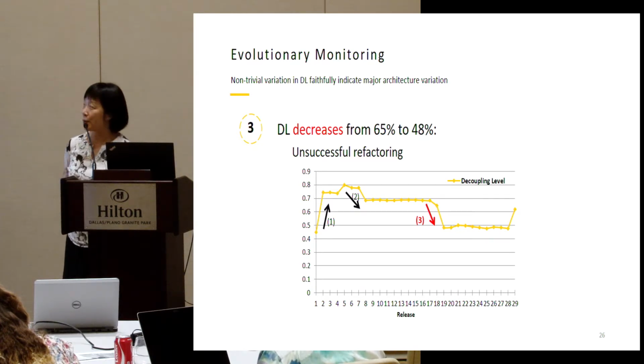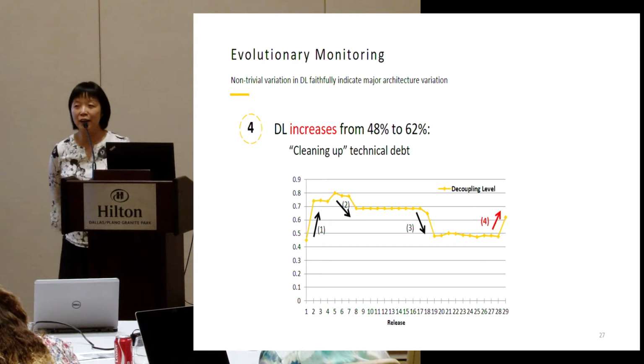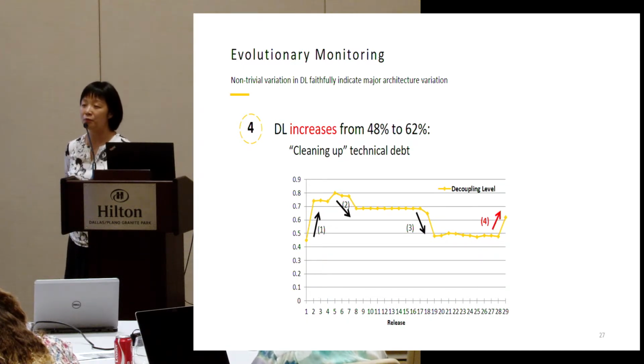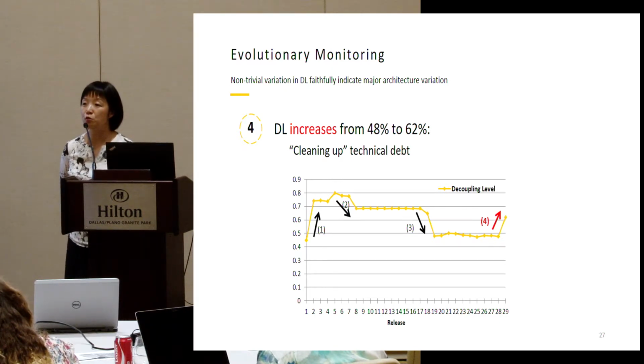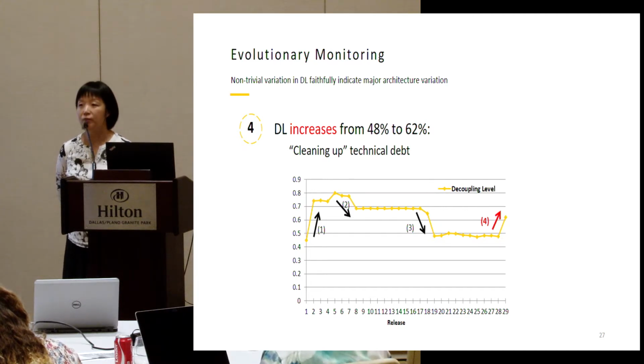And at the last time period, he said, people really cannot put up with the technical debt anymore. So they spent a few months cleaning up their source code, so their DL goes up. So this is all retrospective, and we are pretty happy. These 4 transition points realistically reflected how their software quality was getting better or worse. So we feel like any company should be able to use this number to monitor the evolution of their projects.